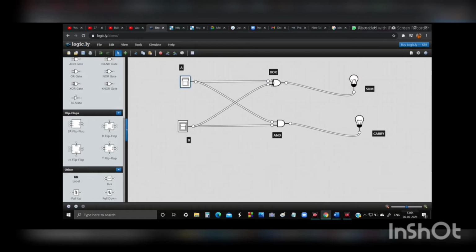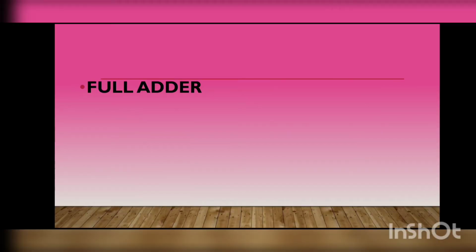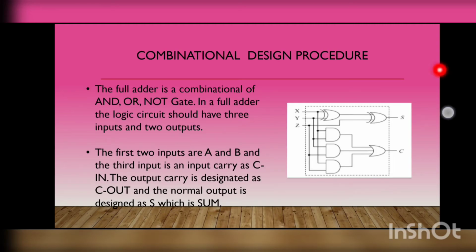This is about half adder. In this video, we are going to see about full adder. Combinational design procedure for full adder. The full adder is a combination of AND, OR and NOT gates. In a full adder, the logic circuit should have three inputs and two outputs. This is the diagram for combinational design procedure.